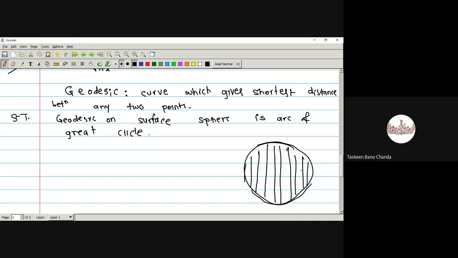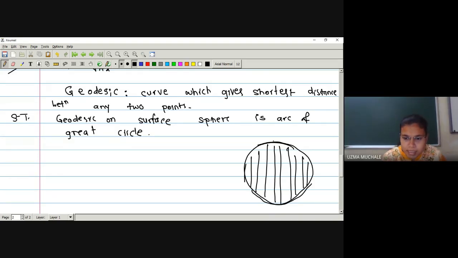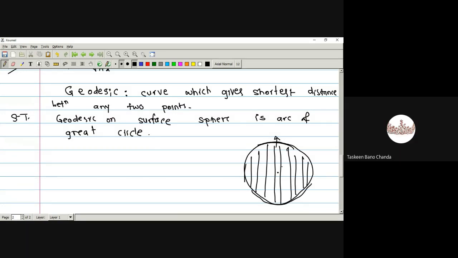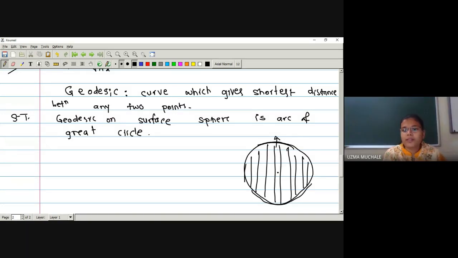So you are going to get rings. Now suppose here is a center. Assume that here is a center. If I am going to cut it from the center, out of all those rings that I get, which one will be the largest ring? The one which is cut in the center, which is having the center. So that is nothing but your great circle.